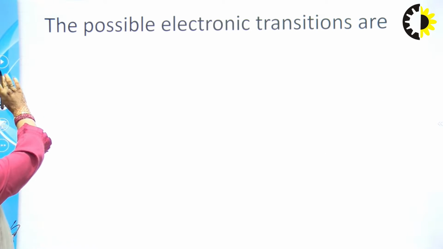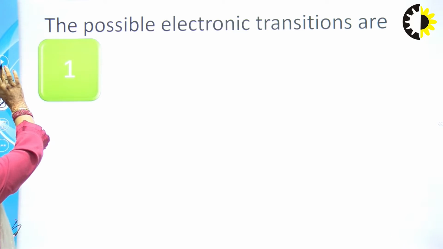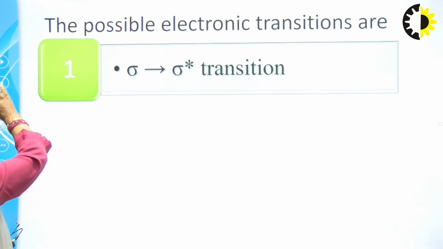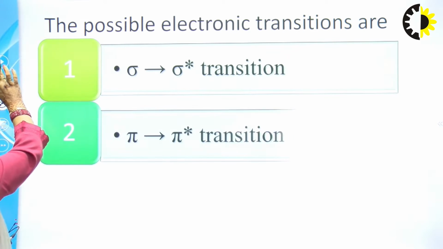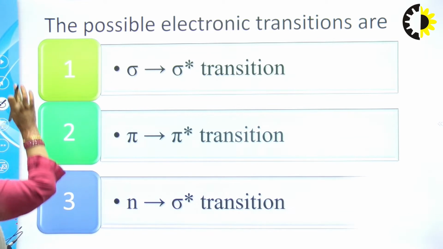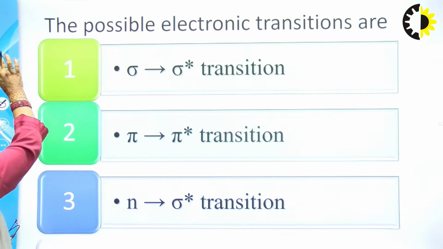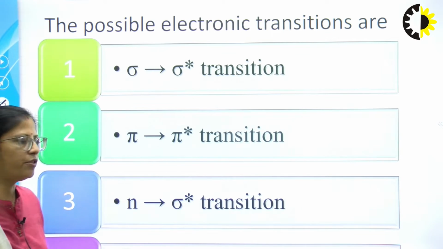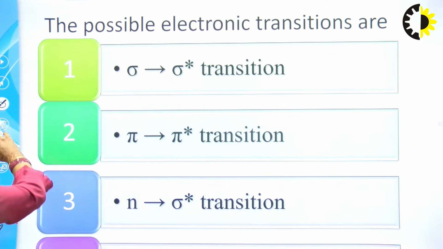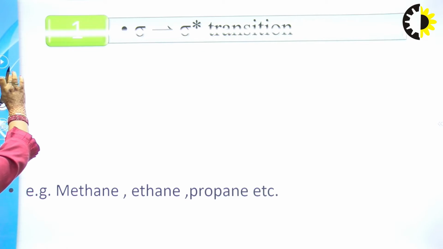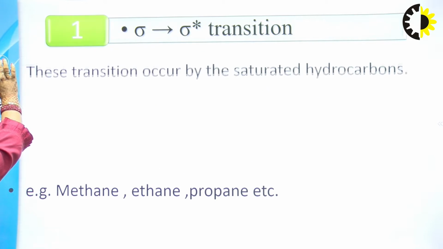So the possible electronic transitions are the sigma to sigma star transition, pi to pi star transition, n to sigma star transition, and n to pi star transition. The fourth one is the n to pi star transition. Coming first to the sigma to sigma star transition.